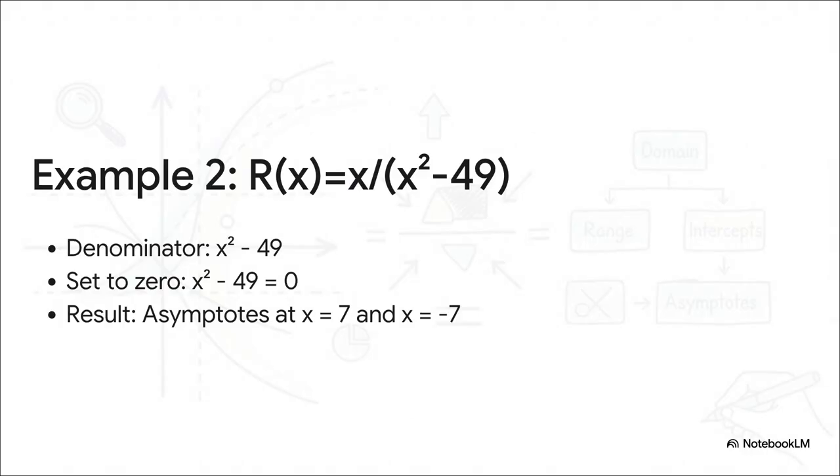How about another one? The denominator is x squared minus 49. We set that to 0 and solve. That gives us two answers, right? X can be 7 or x can be negative 7. And that's totally fine. It just means this graph has two separate vertical asymptotes.